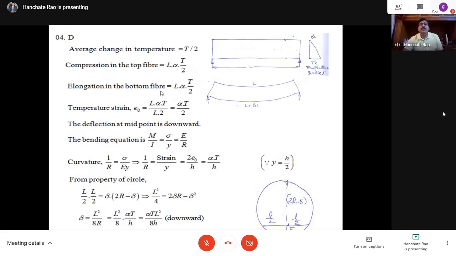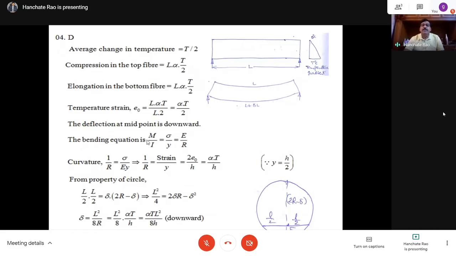So from this, what is the temperature strain now? L alpha T by 2 is the change in length divided by original length, L alpha T by 2 by L. So we get the strain alpha T by 2 as the temperature strain. What do we want? We want the deflection at the midpoint, which is downward deflection. You can see here the midpoint is deflecting downward.